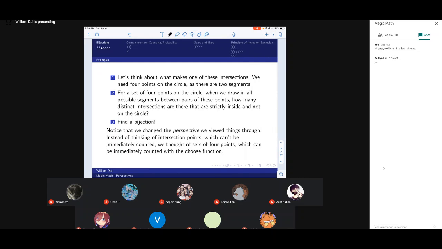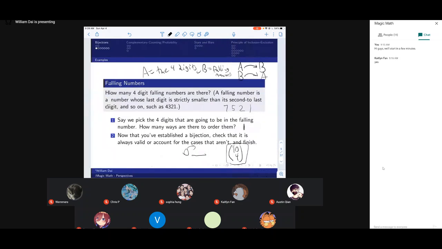In the previous example, we broke up a number into its digits, and these digits are independent basically, other than the condition that they're distinct from each other. But since the numbers themselves don't really affect each other, we can easily count them by just choosing any 4 of them.